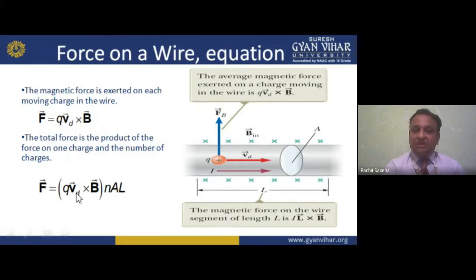So instead of this, we can write the force value as q v × B, where v is the velocity and B is the magnetic field. These are vector quantities, direction-based quantities. Here n is the number of charges, A is the area, and L is the length of that wire. I hope you understand the force on a wire equation. If I am having the force on a wire, what will be the equation? This will be the equation, my dear student.